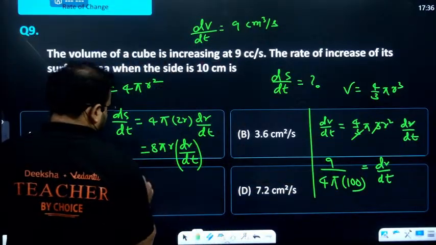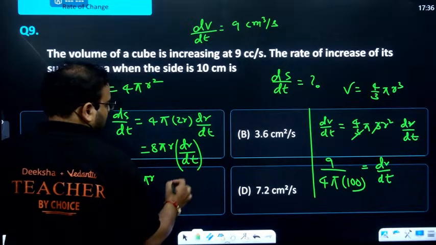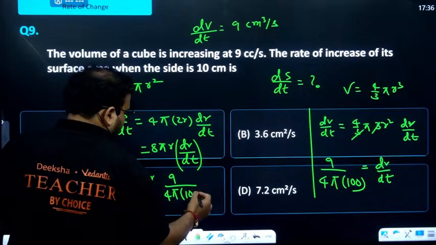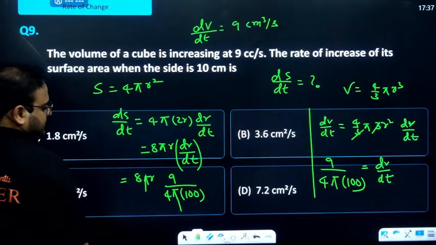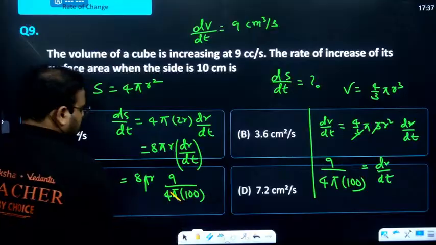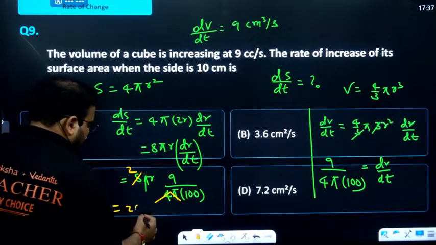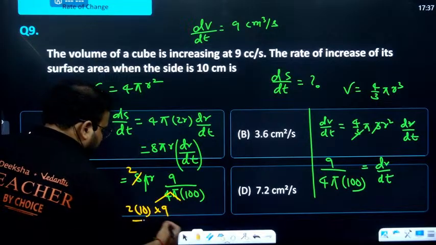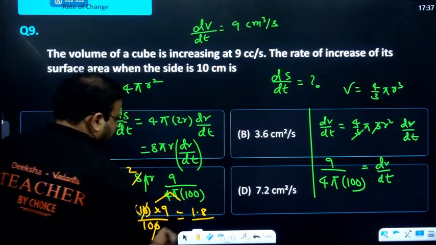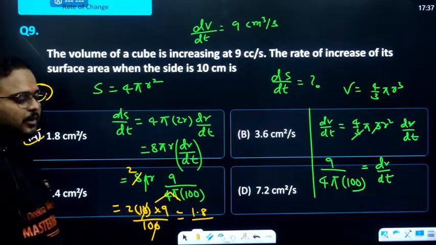I will put the same value over here. We'll have 8 pi r, and this value is 9 upon 4 pi into 100. So pi and pi cancel. This r is nothing but 10, so this also cancels. We have 2 times r, which is 10, into 9 by 100. This also cancels. We have 18 by 10, so 1.8. 1.8 is option A. Anyone has doubt in this question?